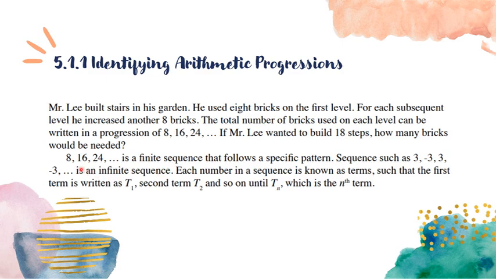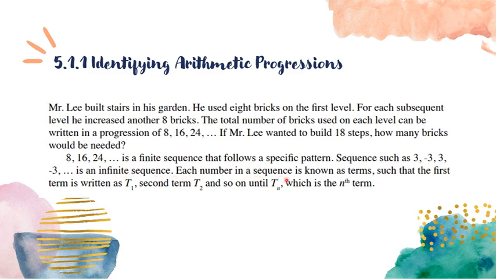So 8, 16, 24, and so on is a finite sequence that follows a specific pattern. We can see that from 8 increase to 16, addition by 8 bricks, and then 16 goes to 24, the third level, we add another 8 bricks. A sequence such as 3, -3, 3, -3, and so on is an infinite sequence.